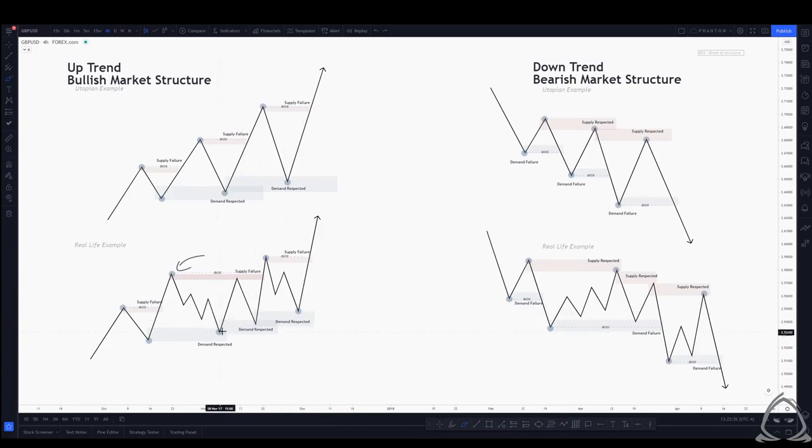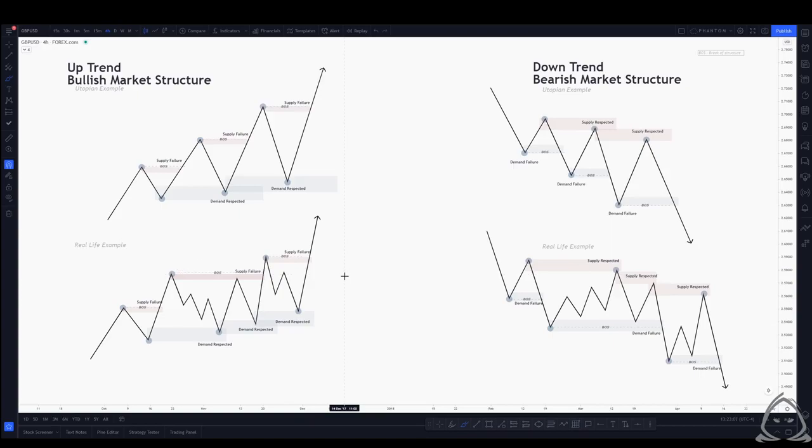And what we can see is this newly created demand zone from the initial reaction to the upside is respected, and price moves to the upside, breaking supply, making supply fail, creating a higher high. And then what we see is price then create a new supply zone as it creates a pullback or a retracement. We tap back into the newly created demand zone. Demand is respected and price continues moving to the upside, creating a higher high.